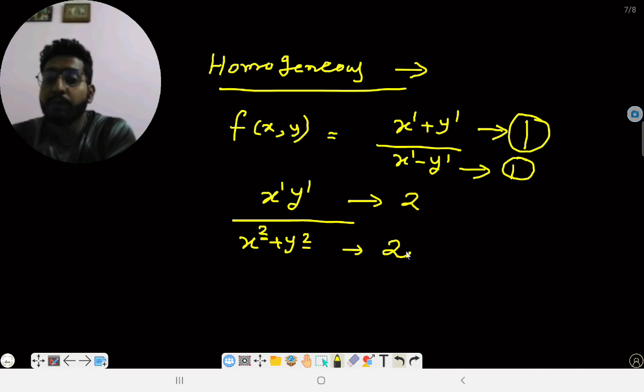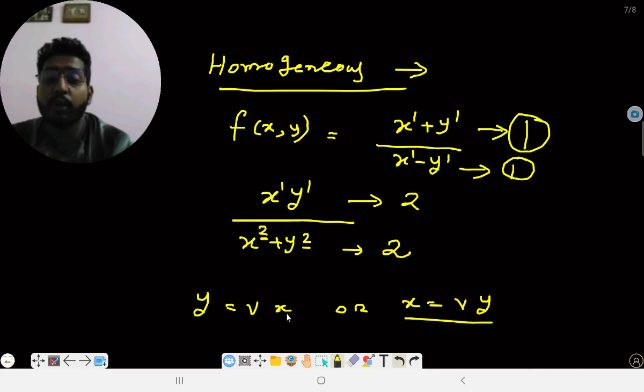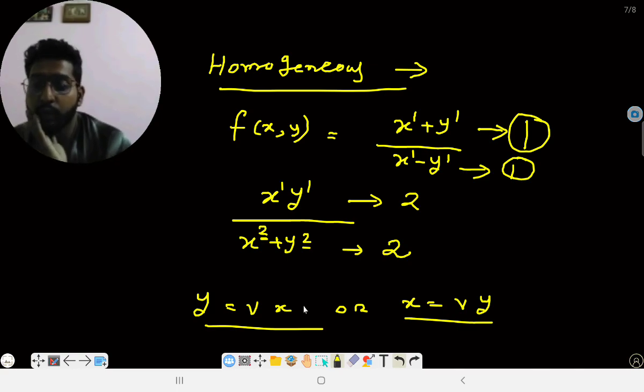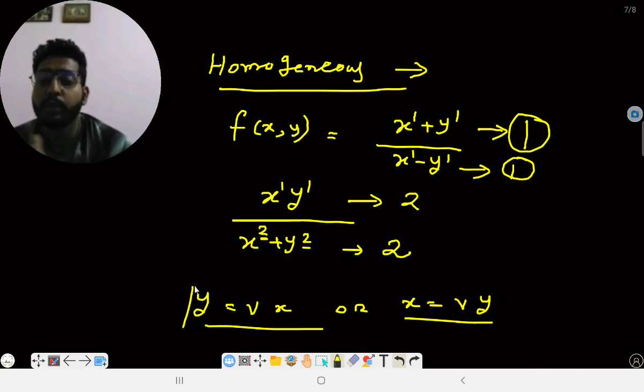Whenever this type of thing comes, first check whether it is homogeneous or not. So this is the way to check. We'll solve a problem on what to do when it is homogeneous. If it is homogeneous, we have to take y equals vx or x equals vy, according to the situation. I'll explain when to take y equals vx and when to take x equals vy. Whenever a homogeneous function is there, we take y equals vx. So we'll solve a problem.